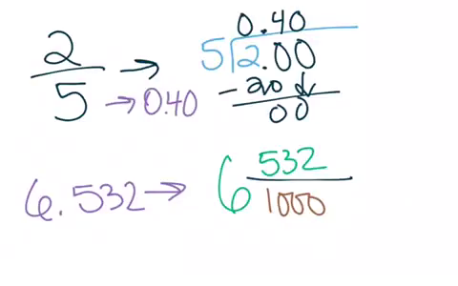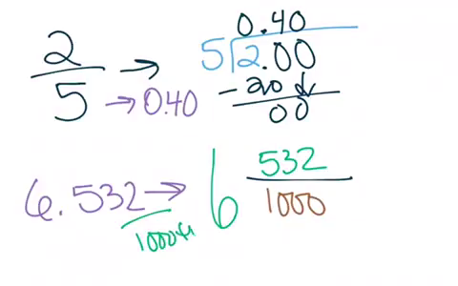Okay, so for 2 out of 5 or 2 divided by 5, the equivalent decimal is going to be 0.4 or 0.40. Then for 6 and 532 thousandths, it should be 6 as our whole number, and then 532 on top, 1,000 on the bottom. I got 1,000 as our denominator because our answer ends in the thousandths place.